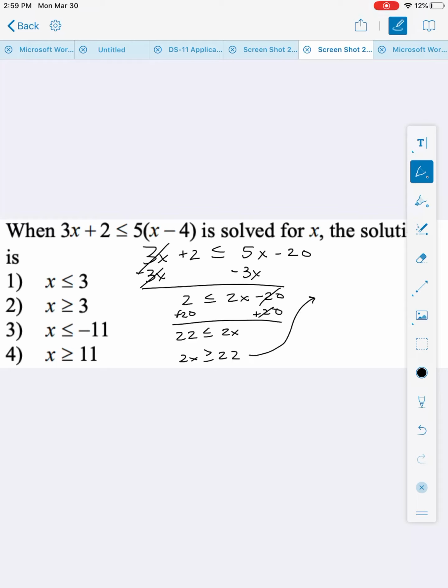Now, if I take that line and rewrite it, I'm not dividing by any negative, so I'll keep my inequality symbol the same. I'm left with x is greater than or equal to, and 22 over 2 is 11. And there's my answer.